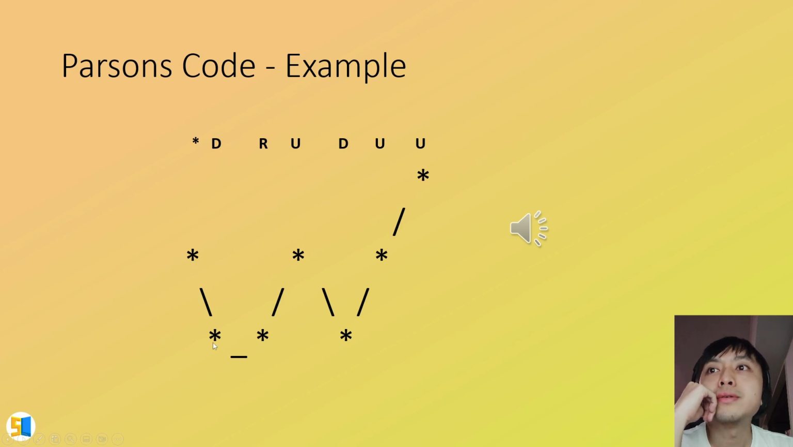The second one, because the pitch is lower than the previous one, we write D. The third note is the same, so you write R. The next one is higher, so we write U. So tang tang tang tang tang D, tang tang, up and up, right? So the Parsons code for that melody is asterisk D R U D U U, right? Alright.